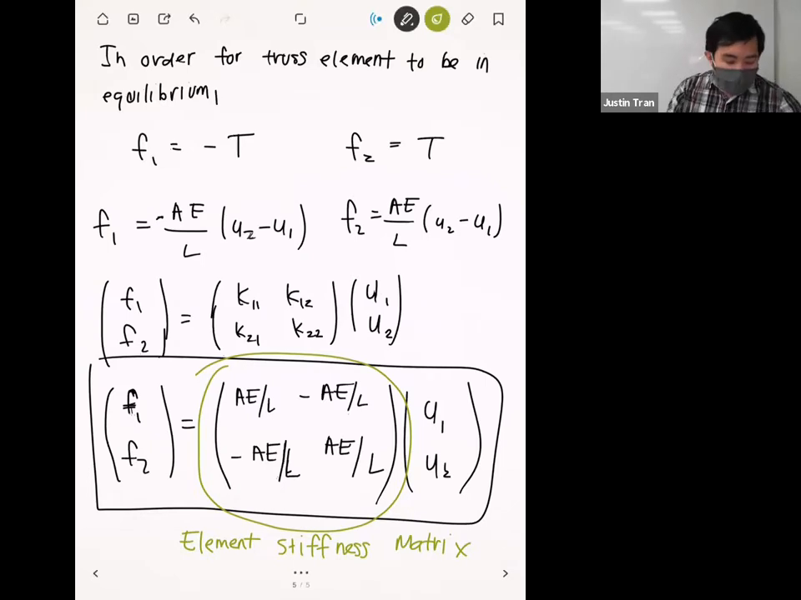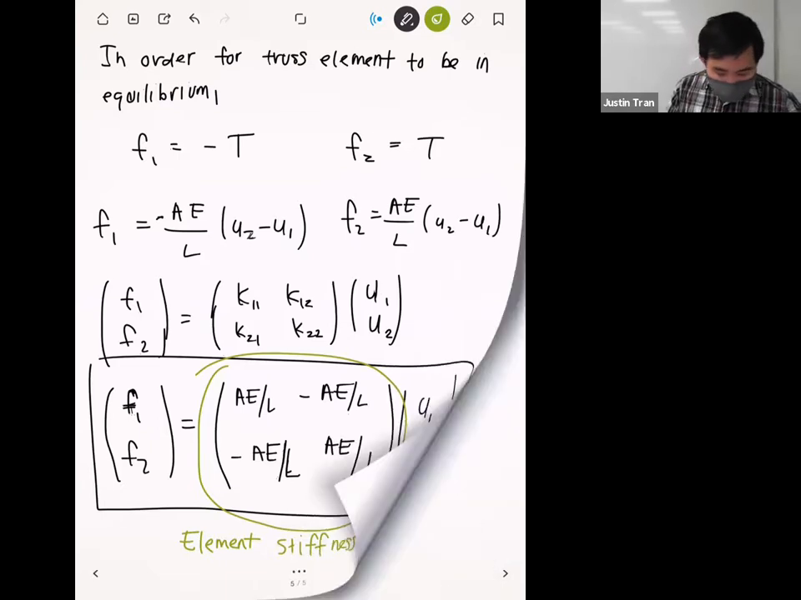Now that we have the element stiffness matrix for a truss, we can start to do some example problems with it to see how it factors into our calculations. Any questions on this before we do an example? Okay, so let's do an example real quick. In this example, let's say that we have a 3-bar assemblage.